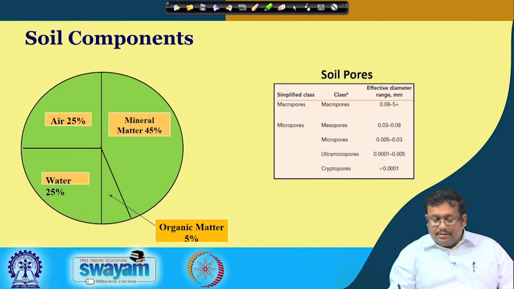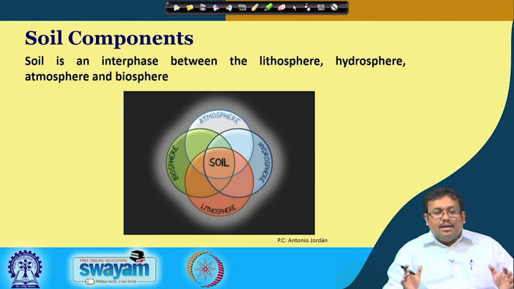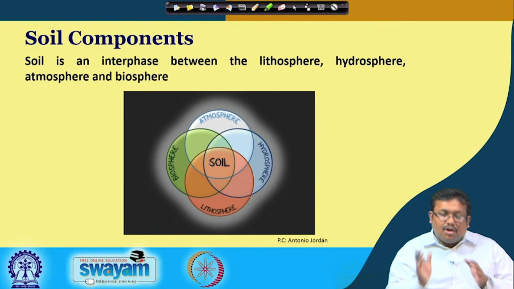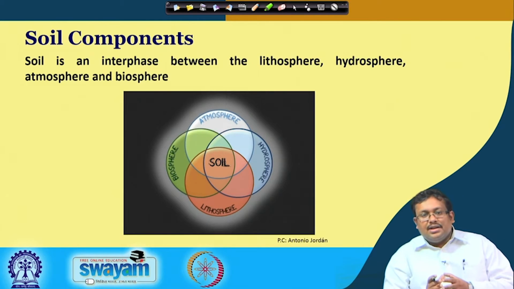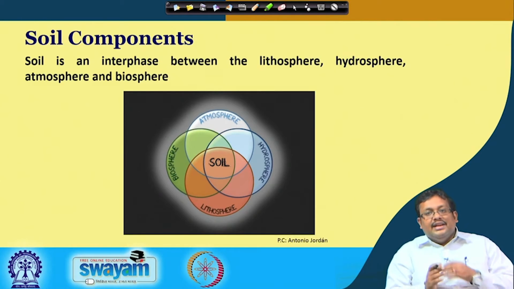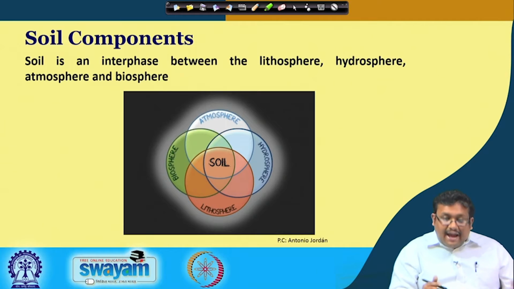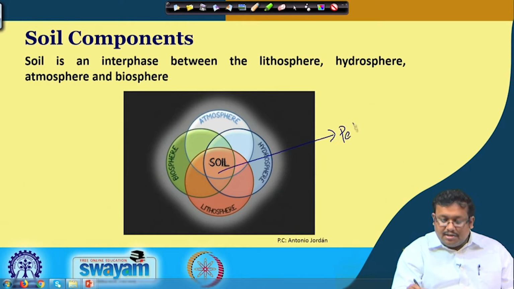Let us see soil. As is evident from our previous slide, soil is composed of both mineral and organic matter as well as air and water. So, it can be easily concluded that soil is an interface between the lithosphere, hydrosphere, atmosphere and biosphere. And the intersection of soil is also known as the pedosphere.